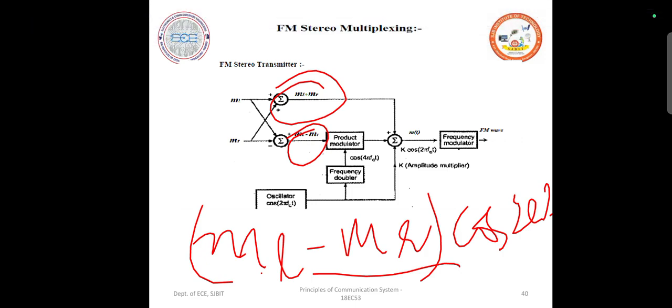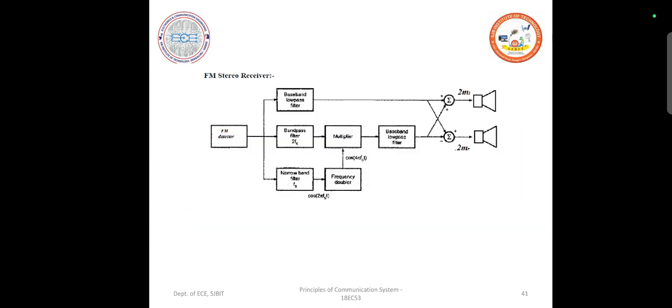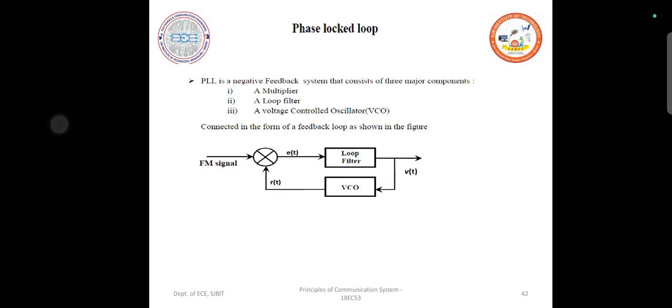Now we shall see how the frequency demultiplexing is going to happen. A frequency demultiplexer is this. We have an FM detector, which does the frequency demodulation. Further to it, we have three different channels. One is the baseband low pass filter. The second one is a band pass filter tuned to 2FC. The third one is a narrow band filter tuned to the FC value. So cos 2 pi FCT is derived out of the narrow band pass filter. A baseband filter will only give you the signal.